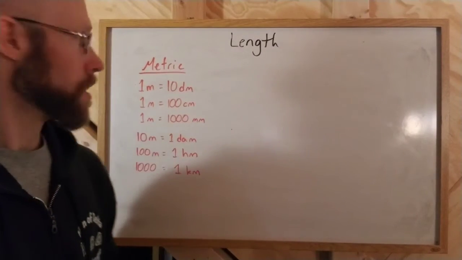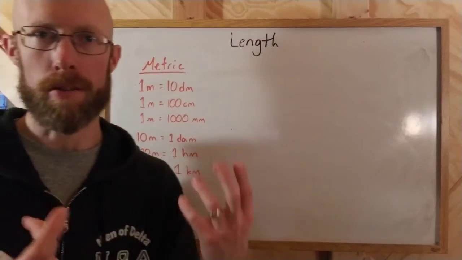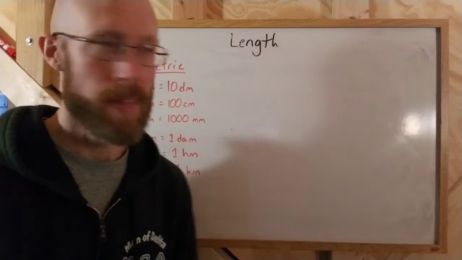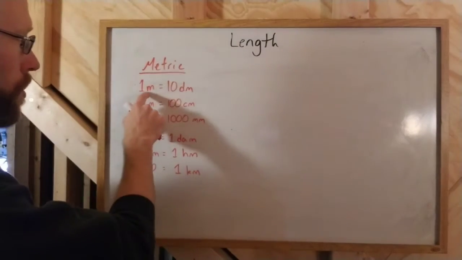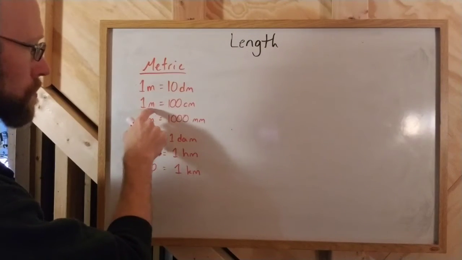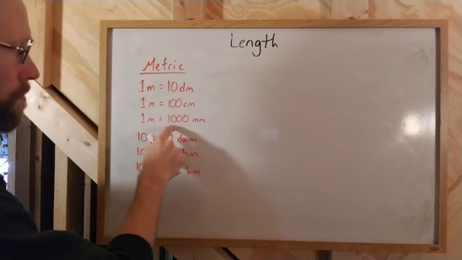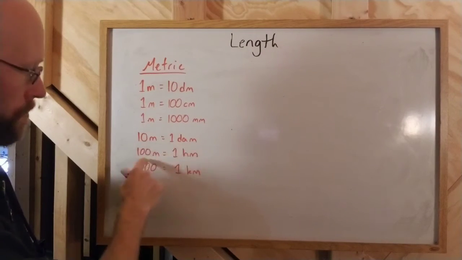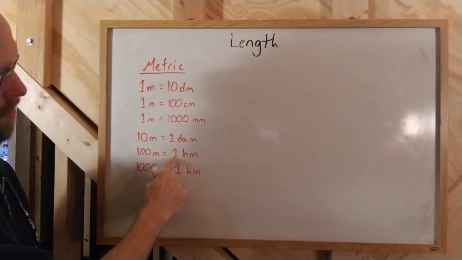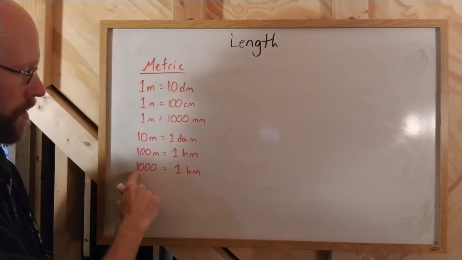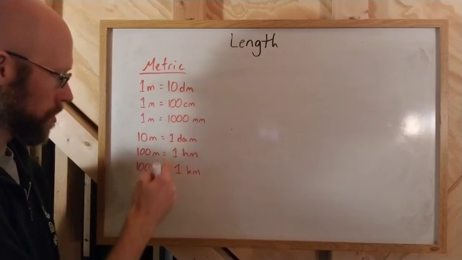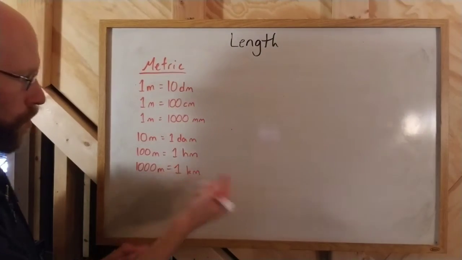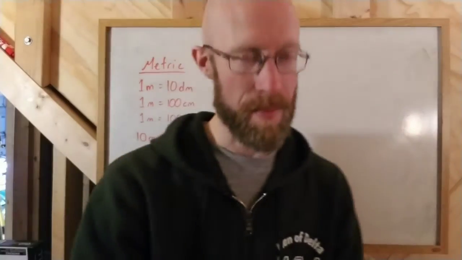So the unit that's smaller than a meter just gets the D. The one that's bigger than a meter gets the DA. Anyway, so 1 meter is 10 decimeters, 1 meter is 100 centimeters, 1 meter is 1,000 millimeters, and then 10 meters is 1 decameter, 100 meters is 1 hectometer, and 1,000 meters is, oh, I didn't put my M on there, label my units, 1 kilometer.